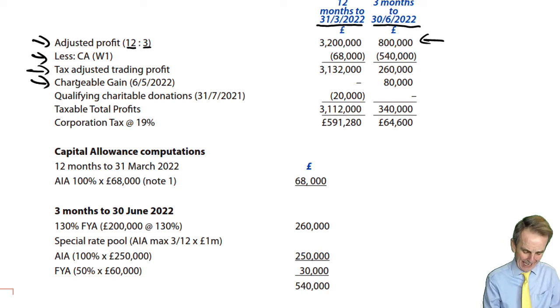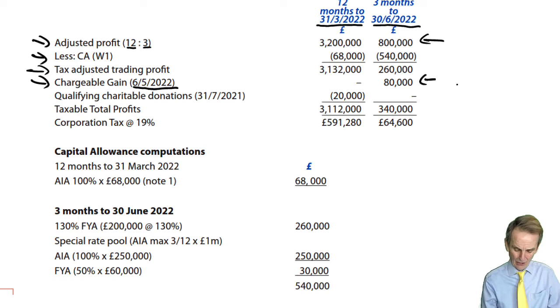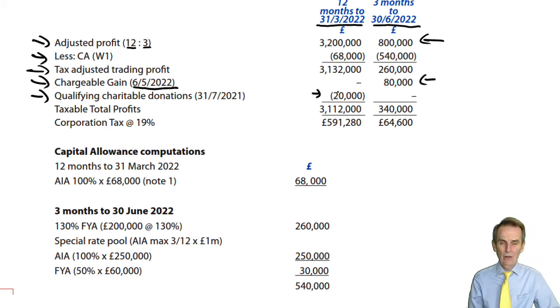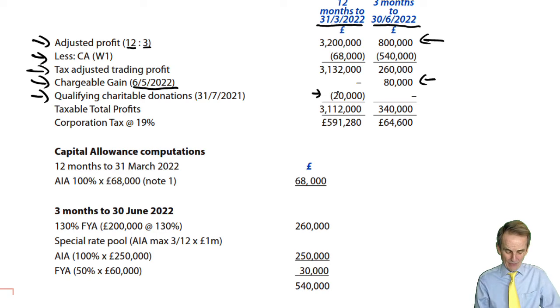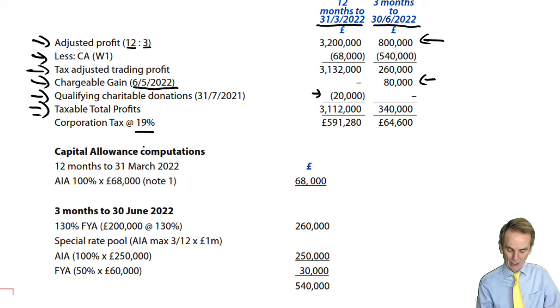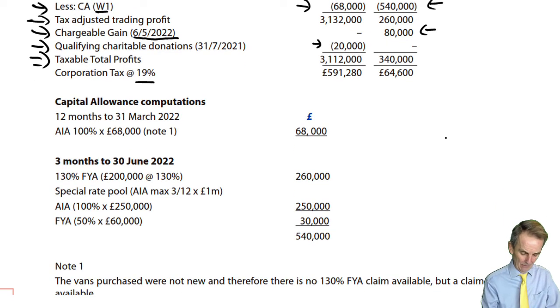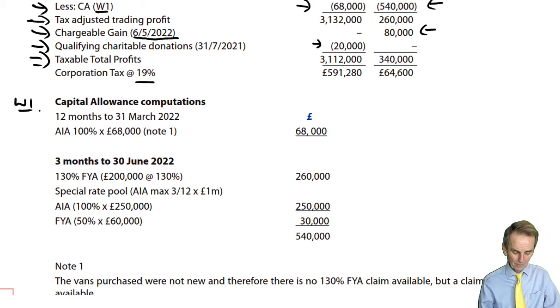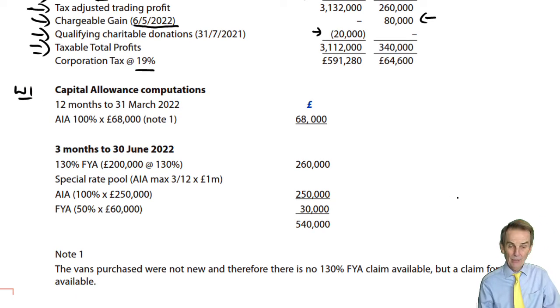But we did know that we'd allocated the capital gain according to the date of disposal. That went in the second short period. The qualifying charitable donation, the payment made, went to the first period of 12 months. That would give us the taxable total profits to be taxed at 19%. So there's only one missing figure for each of the computations, and that's the capital allowances. For that, of course, we need working one. And here, I'll call it working one now, we have our capital allowance computations.